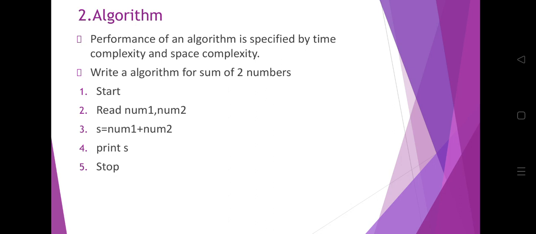Here, write an algorithm for the sum of two numbers. In every algorithm there must be a start and an end, start and stop. In the middle, for the sum of two numbers we need two numbers. That's the reason we are reading two numbers as num1, num2. And the sum is stored in variable s, and we are printing it. That's all. After that we are stopping the algorithm.